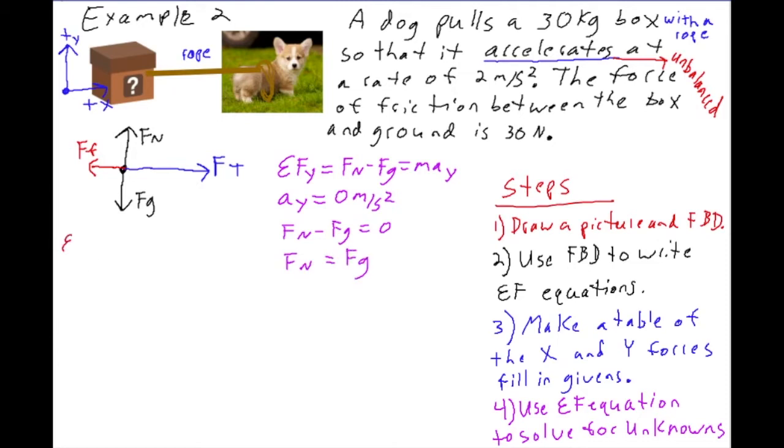Now let's take a look at net force in the x direction. Net force in the x is equal to the forces that point to the right, force tension, minus the forces that point to the left, force friction. That equals mass times acceleration in the x direction.